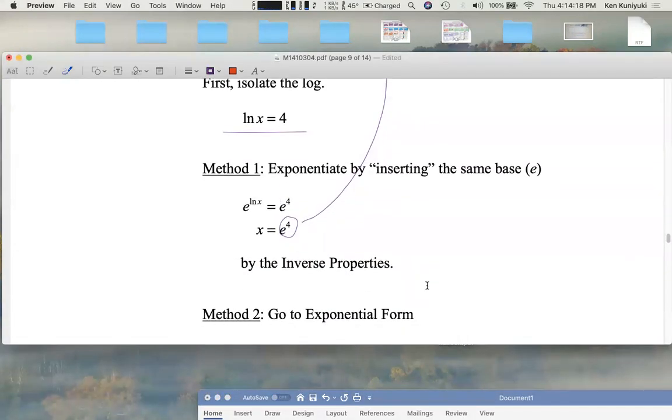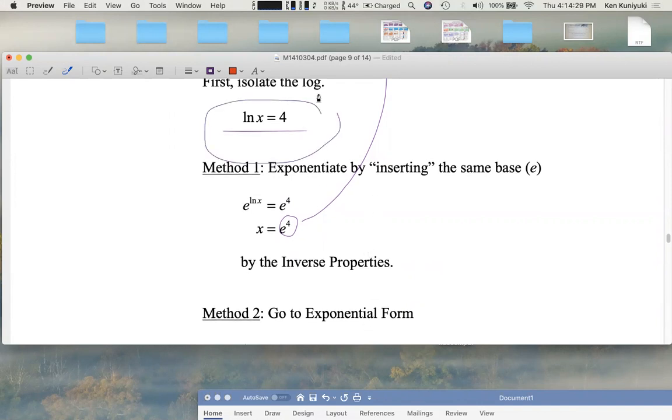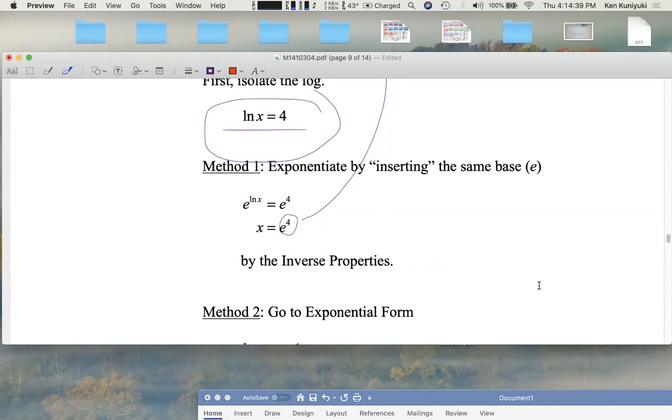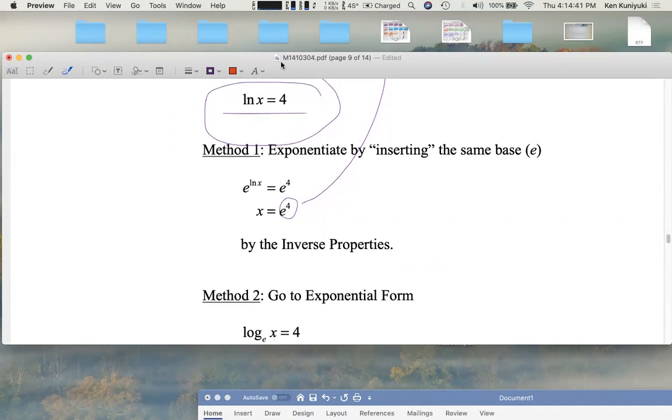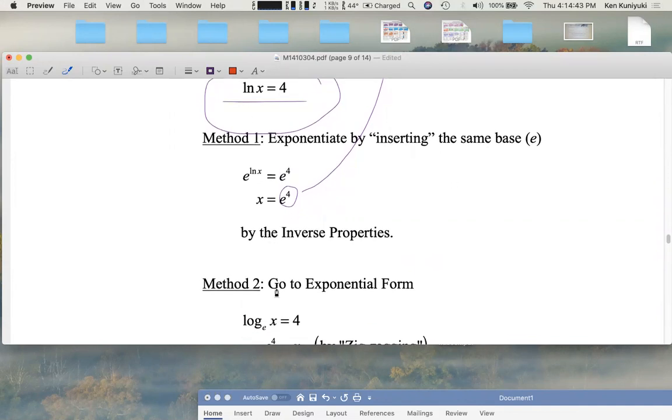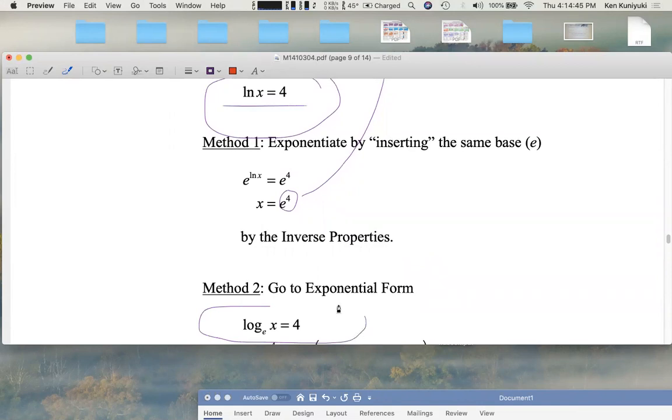All right. Now, another way to go about doing this is by going to exponential form, meaning we do the zigzag. So remember, ln of x equals 4. Natural log was log base what? Remember, this was often helpful for showing work. ln can be rewritten as log base e. So ln of x equals 4 can be rewritten as log base e of x equals 4.